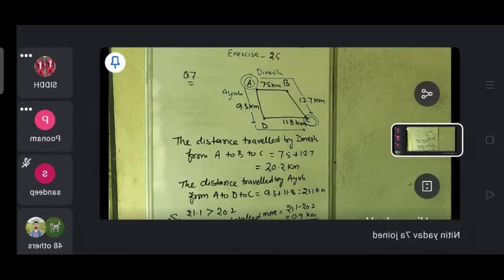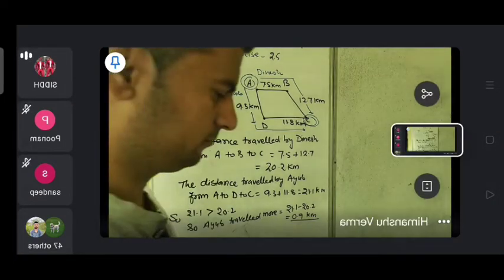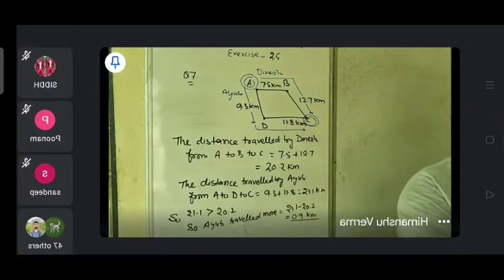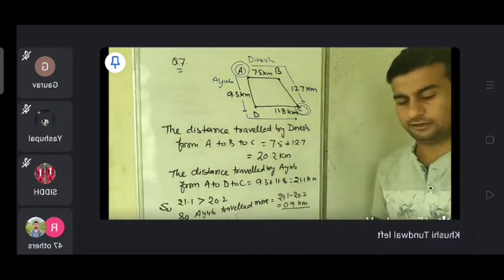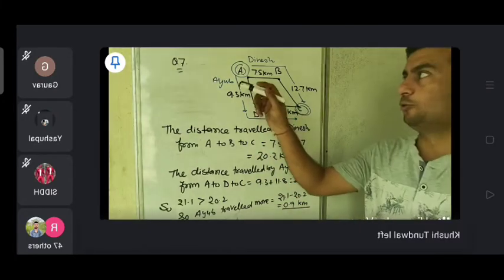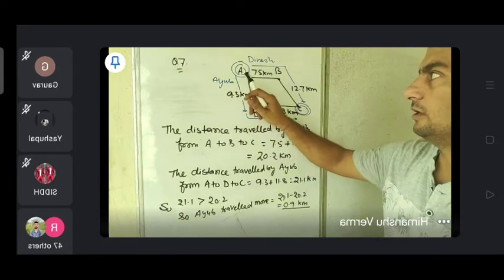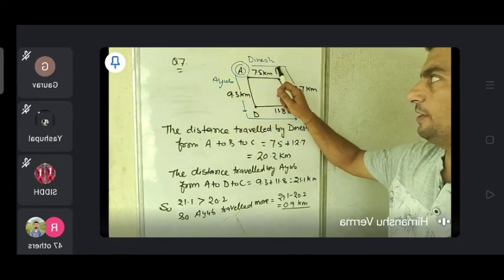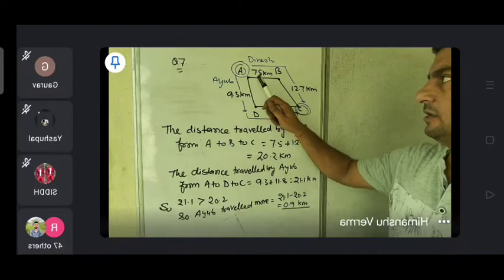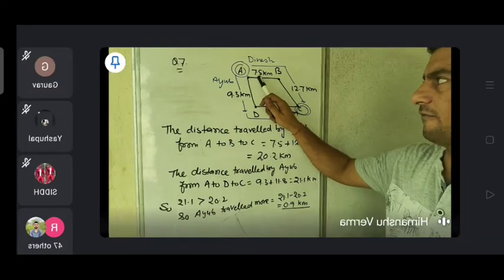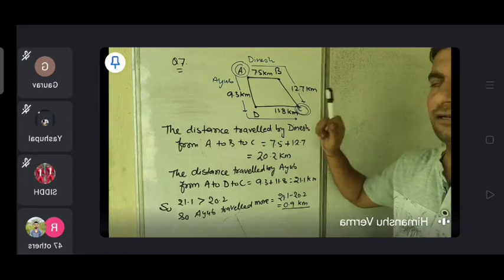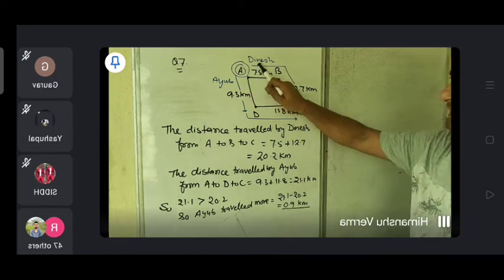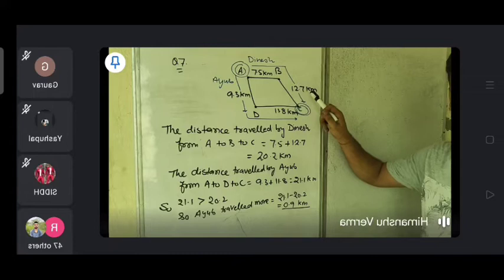Okay, now, so just I am revising this question again. Look at this. There are two persons, Dinesh and Ayub. Dinesh traveled from A to B and then B to C. The distance from A to B is 7.5 and B to C is 12.7 kilometer. So how much Dinesh traveled? We have to add these two. हमें दोनों को ऐड करना होगा.